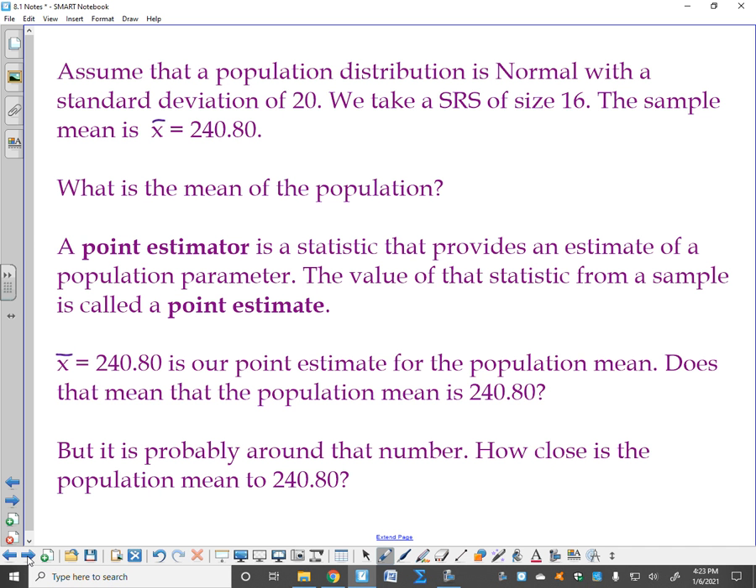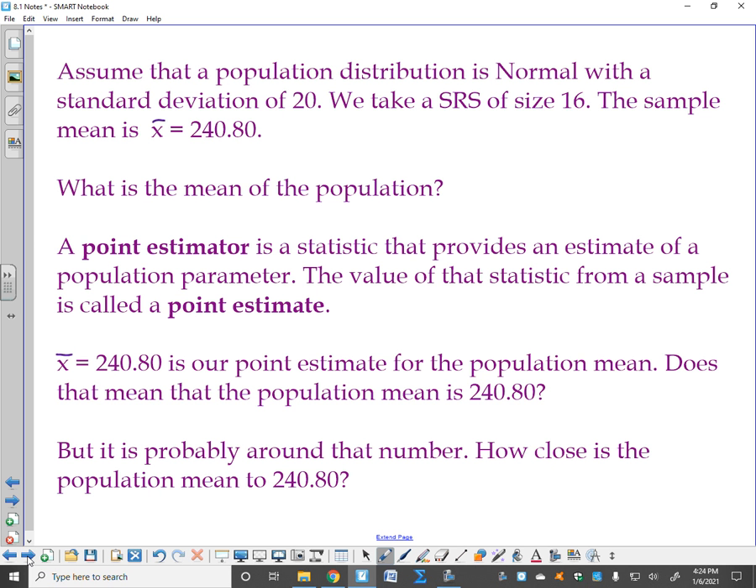If I take a sample of students at South Stokes and find their GPA, should that be exactly what the average GPA is for every single student at South Stokes High School? No, absolutely not. Should be close. If we take a good sample, it should be close. We take a good, fair sample. Should be close, but not necessarily going to be the same.